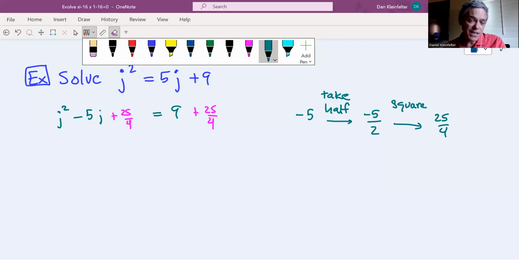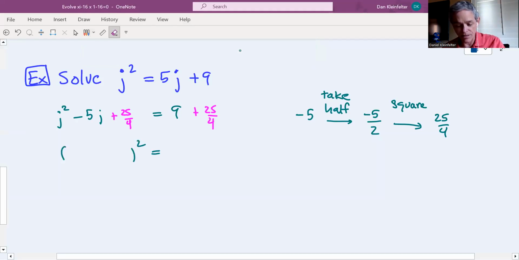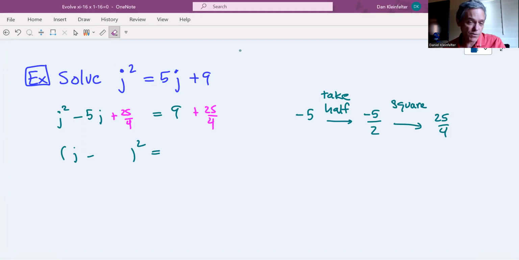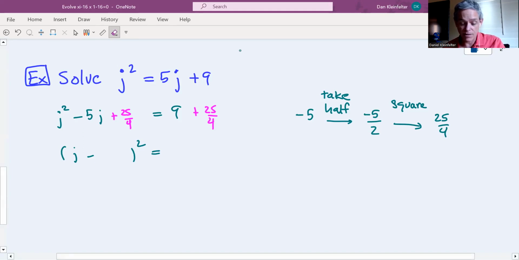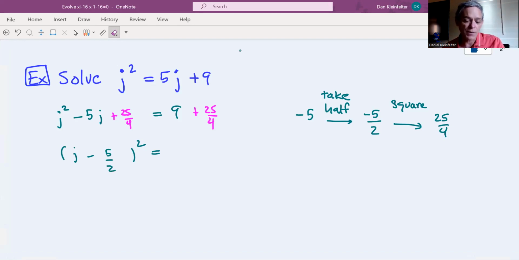Okay, so now the left side is a perfect square. We know it is because we made it be that way, right? So you don't have to really try too hard to figure out what goes in the blank. It's j in the front and then a minus on this one. And then to figure out the back, it's either half of 5 or the square root of the pink thing. The square root of the pink thing is 5 halves, and that's the same as 5 divided by 2. So you have j minus 5 halves squared.